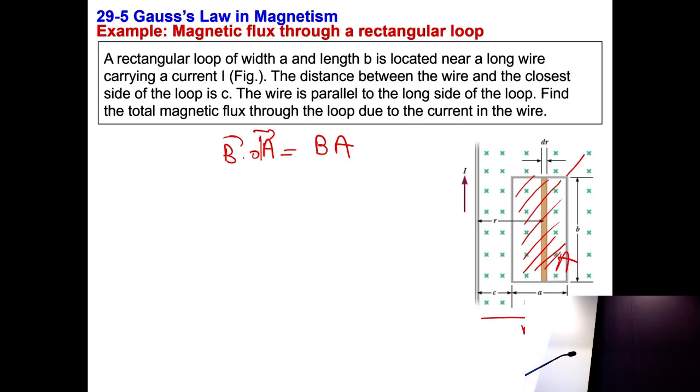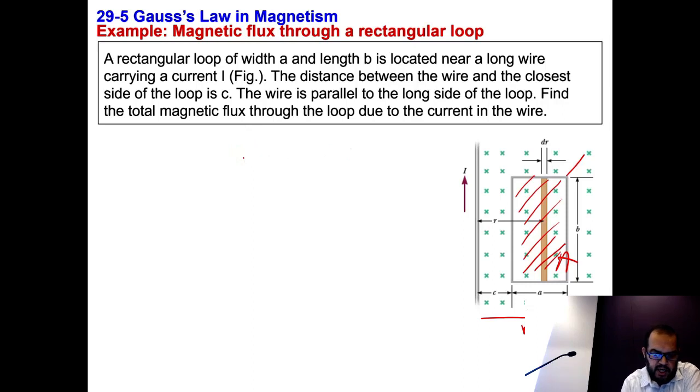The problem is what B will you use. Will you use the B that is here, or the B that is here, or the B that is here? B is not uniform, so you cannot just multiply B times A. B is not constant in this case. It varies as 1 over R. So we have to use the definition of the flux: the flux is the integral of B dA.